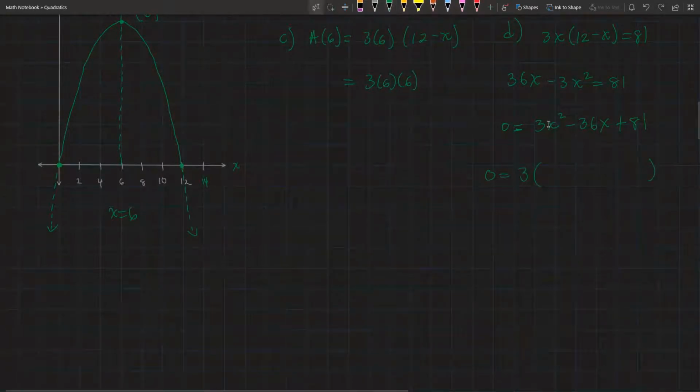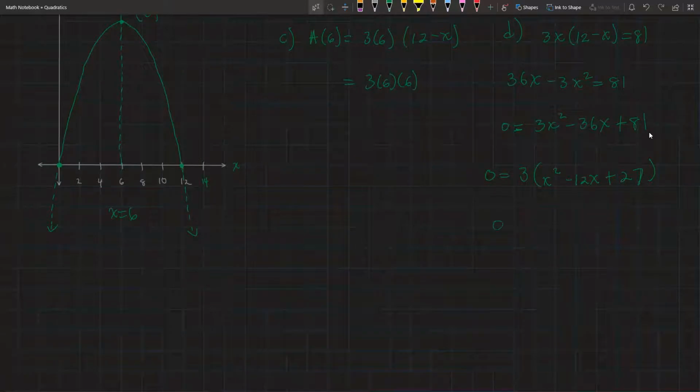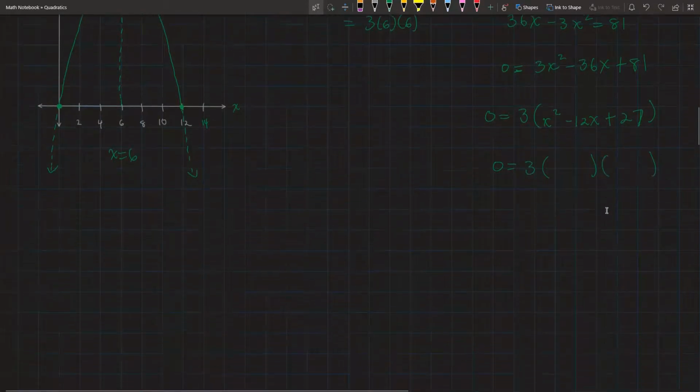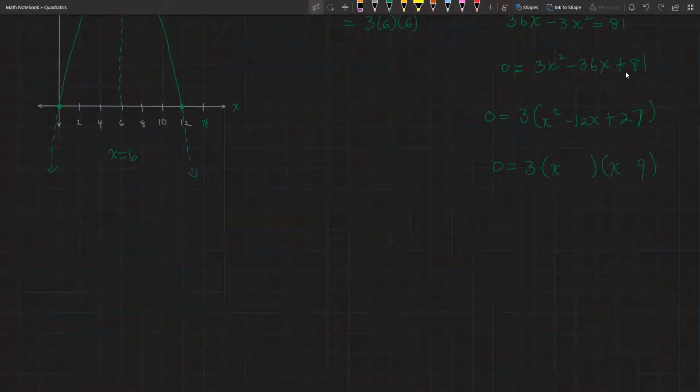And you can think factoring is some form of division. 3x squared divided by 3 is just x squared. Negative 36x divided by 3 is negative 12x. And 81 divided by 3 is positive 27. Can you factor that still further? What's inside? Yup. We say 3 times something, since there's no longer a GCF. And what two numbers multiply to 27 and combine to negative 12? It better be some form of 9 and 3, where they're both negative. And therefore we have x equals 3 or x equals 9.